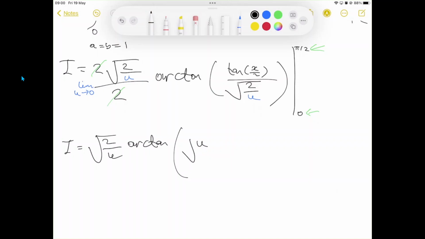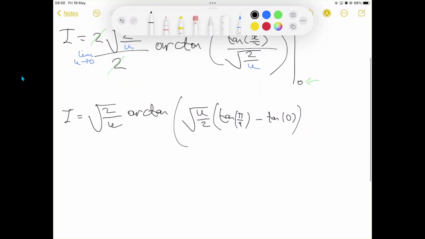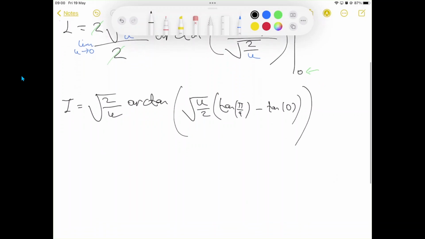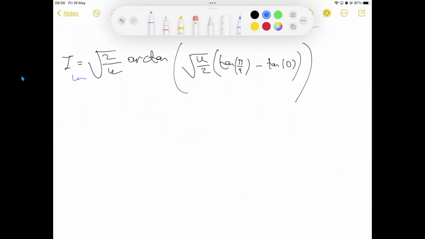So in reality we have root u over 2 multiplied by the tangent of x over 2, but since we have limits, we must work out what this evaluates to when x is equal to pi over 2, so tangent of pi over 4. And also, if x is equal to 0, tangent of x over 2 is tangent of 0. And then we are one step closer to finding out our limit. Of course, I keep forgetting to put down the limit as u goes to 0.